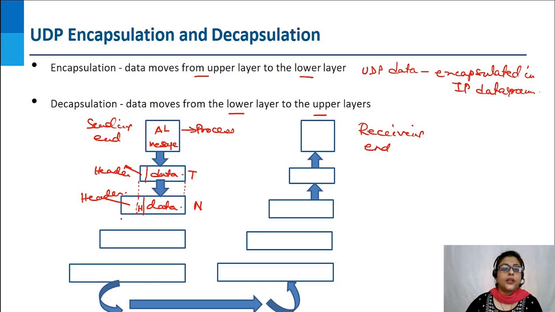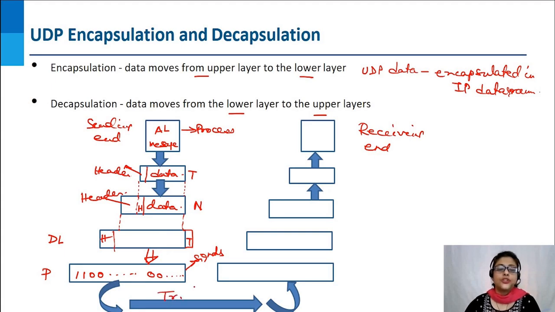Now, data from the network layer moves to the data link layer and it includes a header as well as a trailer. This then moves to the physical layer, which converts the data into bit streams and ultimately to signals. And this signal then moves to the transmission medium through the internet. At the receiving end, so this is about encapsulation.